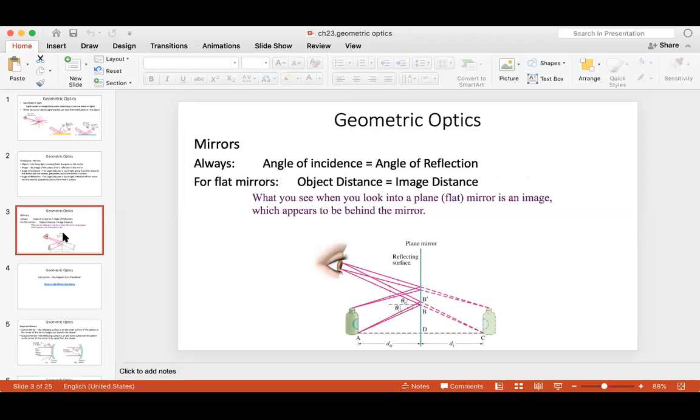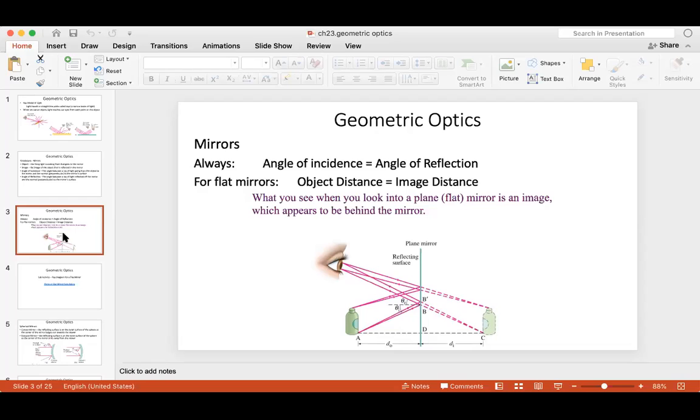Key, big important thing for mirrors: angle of incidence equals angle of reflection, always, in every kind of mirror. And we're going to deal with 3 kinds of mirrors: a flat mirror and 2 different kinds of curved mirrors, called convex and concave, depending on which way the curve is. But in any kind of mirror, the angle of incidence equals the angle of reflection.